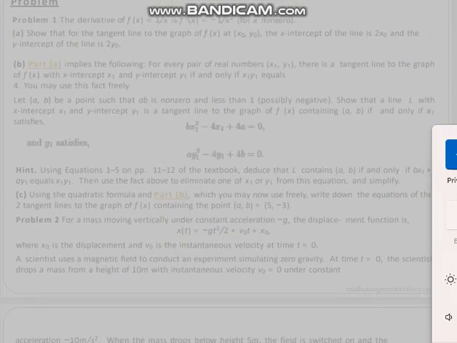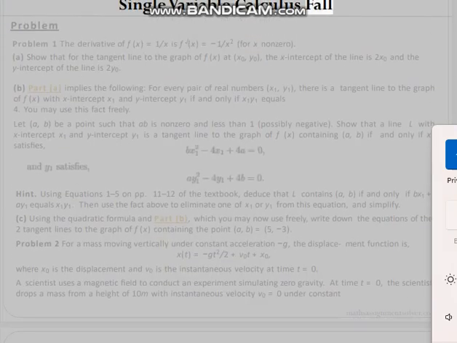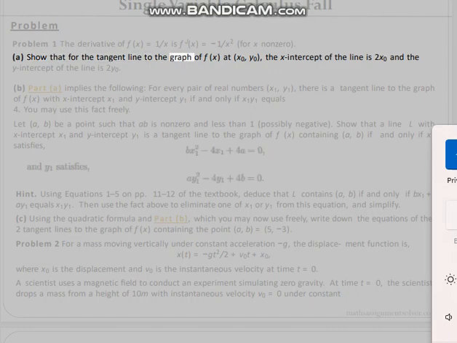Problem: Single variable calculus fall. Problem 1. The derivative of f(x) equals 1/x is f'(x) equals -1/x² for x non-zero. A. Show that for the tangent line to the graph of f(x) at (x0, y0), the x-intercept of the line is 2x0 and the y-intercept of the line is 2y0.